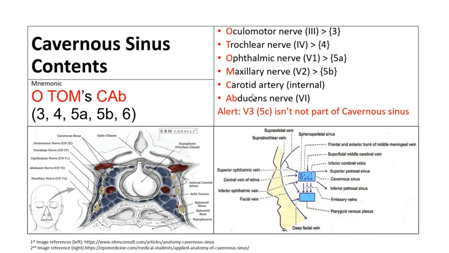So just keep in mind that the third branch of the trigeminal nerve is not a part of the cavernous sinus, and this is one of the most commonly asked questions in the test. So you can also remember it by the numbers 3, 4, 5A, 5B, and 6. So that's pretty much about the cavernous sinus, and let's move to the next one, which is the azygous vein system.